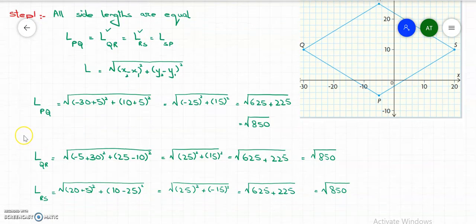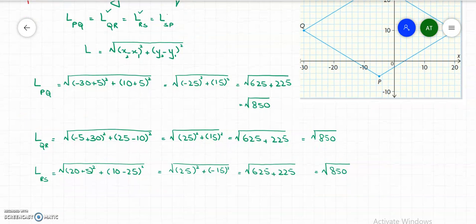Let's go to the last side length, that is the length of S and P. To find the length of SP, we name the S coordinates as x1, y1 and the P coordinates as x2, y2. So we have the square root of (x2 minus x1) whole square, that would be negative 5 and negative 20 whole square, plus (y2 minus y1) whole square, that would be negative 5 and negative 10 whole square. And that is equal to the square root of negative 25 whole square plus negative 15 whole square.